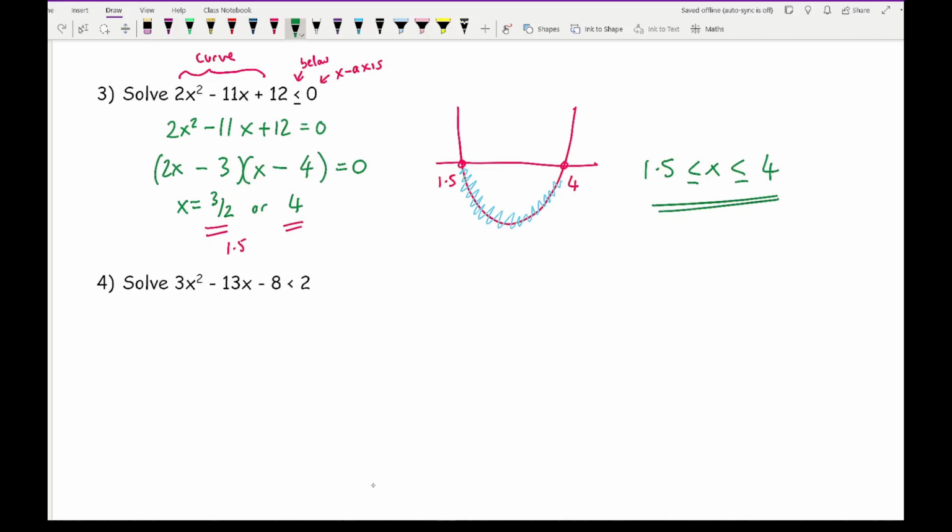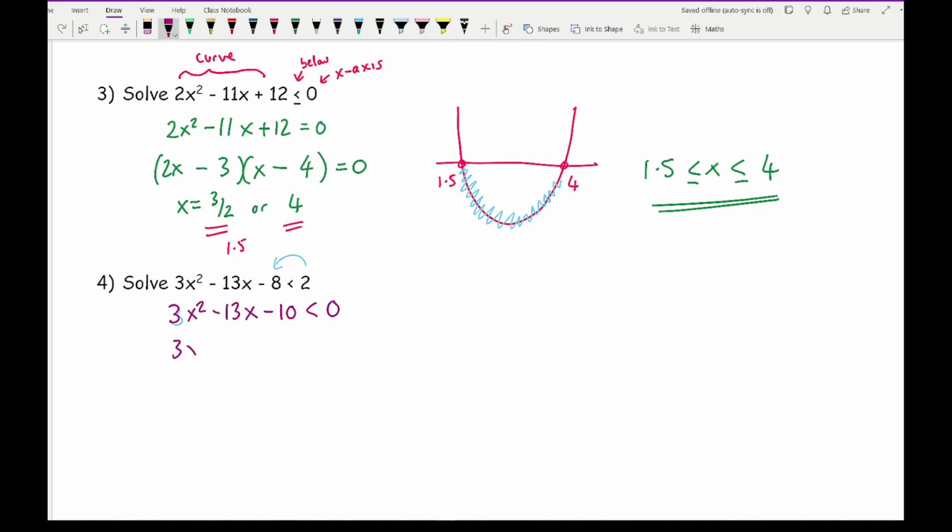Moving on to question 4, again very similar, but this time we notice that it's not equal to 0. So what I need to do is take this 2 over. I've got 3x squared minus 13x minus 10 is less than 0. And the 0 is on the right hand side, which is always good. So now let's have a look at solving this.